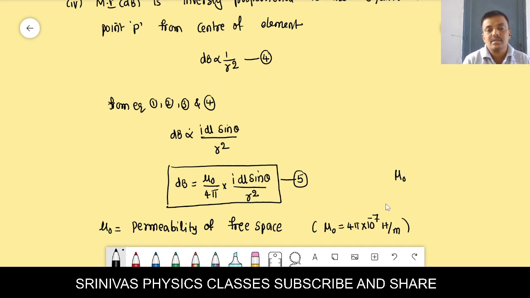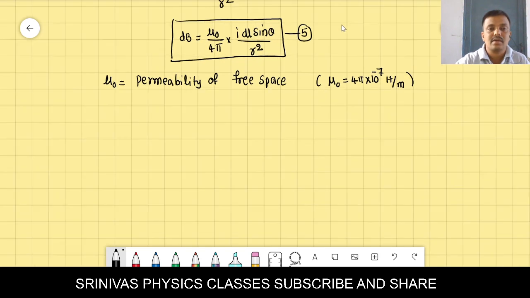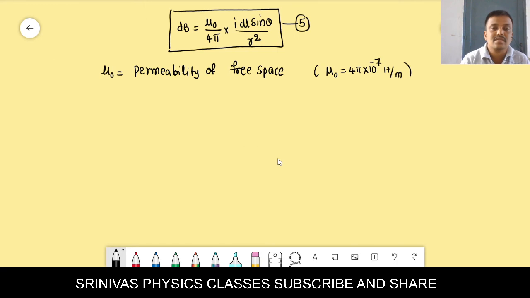This is the mu naught value, you should remember. This is the magnetic induction due to current element. Now we have to write this in vector form. How can we write the Biot-Savart law in vector form? This is the mathematical form of Biot-Savart law, which we got from the Biot-Savart law. Mathematical form means equation form of Biot-Savart law.